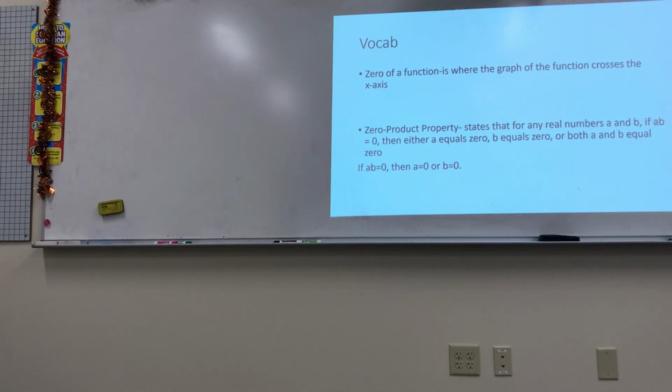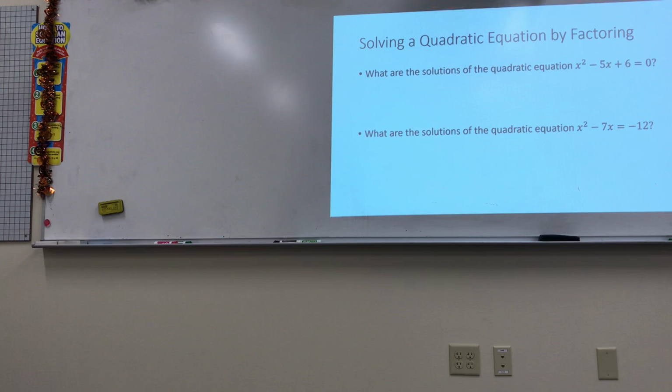A zero of a function is where the graph of the function crosses the x-axis. The zero product property states that for any real numbers a and b, if a times b equals 0, then either a equals 0, b equals 0, or both a and b equal 0. Alright, what is the solution of a quadratic equation?